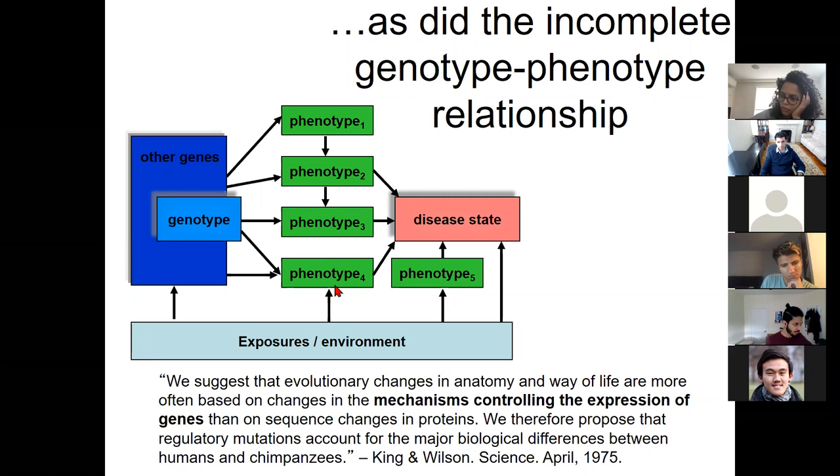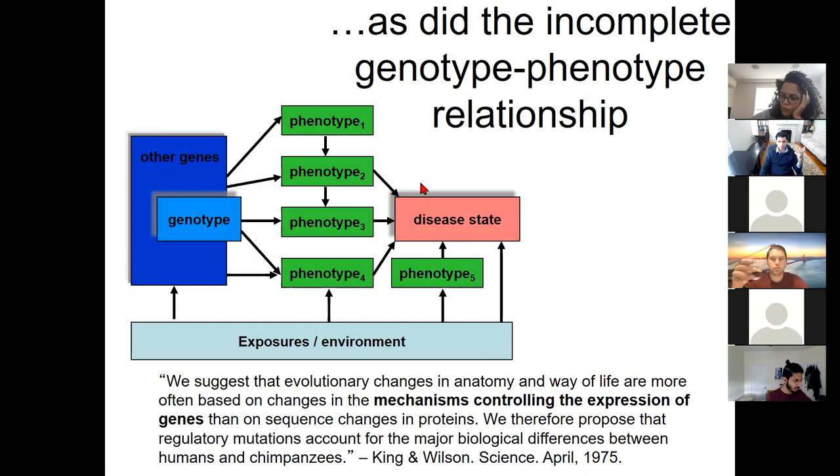So this whole concept that polygenic variation drives this disease state, and that this polygenic variation is not just sitting in protein coding regions, but is in fact outside the protein coding genes in the control regions, was already proposed by King and Wilson back in 1975, suggesting that evolutionary changes in anatomy and way of life are more often based on changes in the mechanisms controlling the expression of genes than on sequence changes in proteins. We therefore propose that regulatory mutations account for the major biological differences between humans and chimps. So that was dramatically early, 1975. This was not truly embraced by the rest of the scientific community for many decades after that.